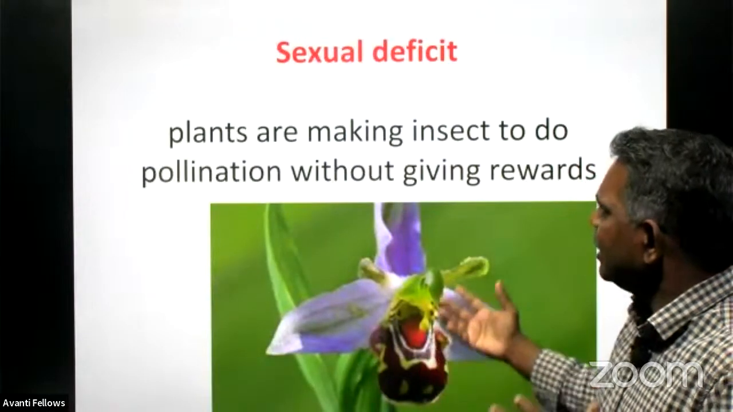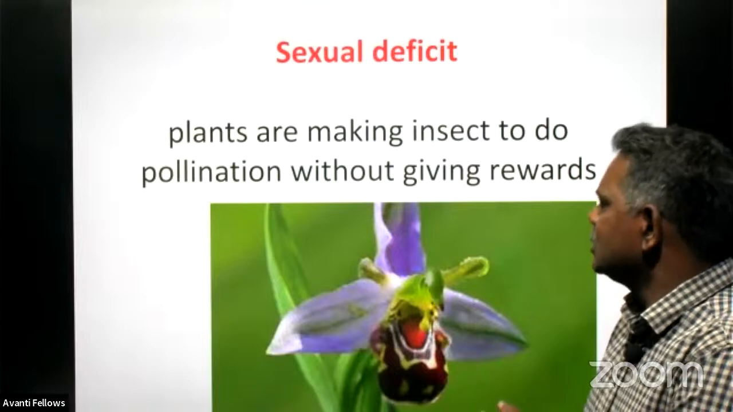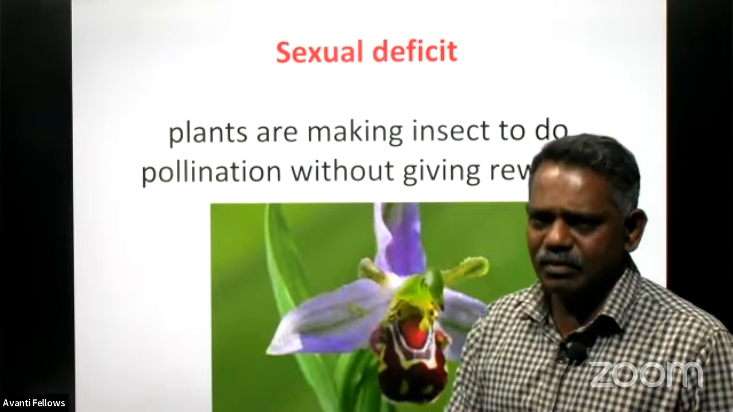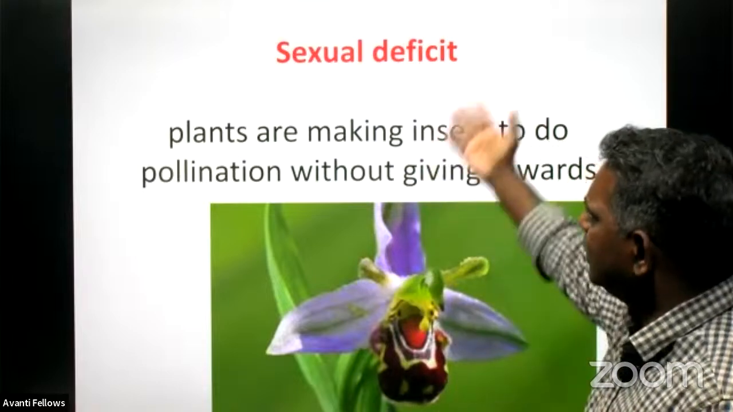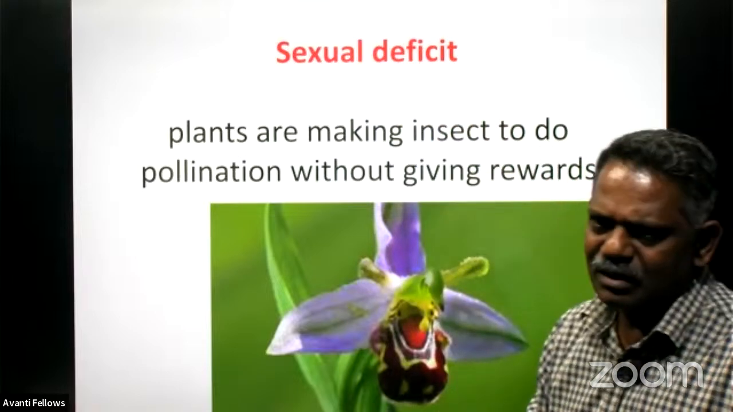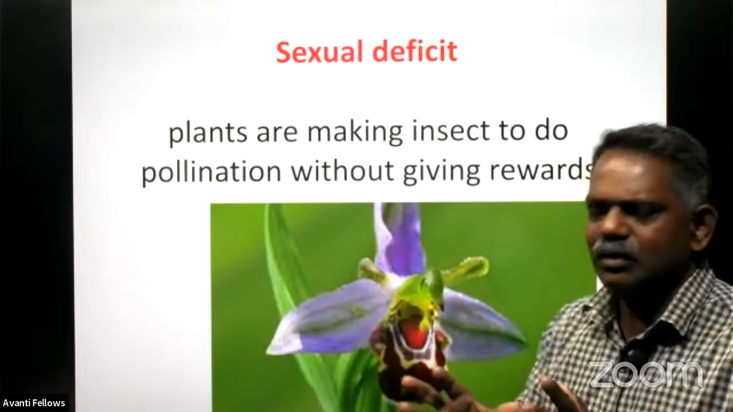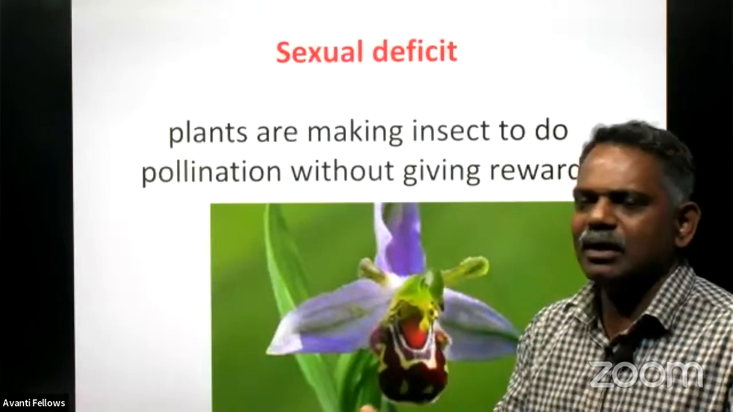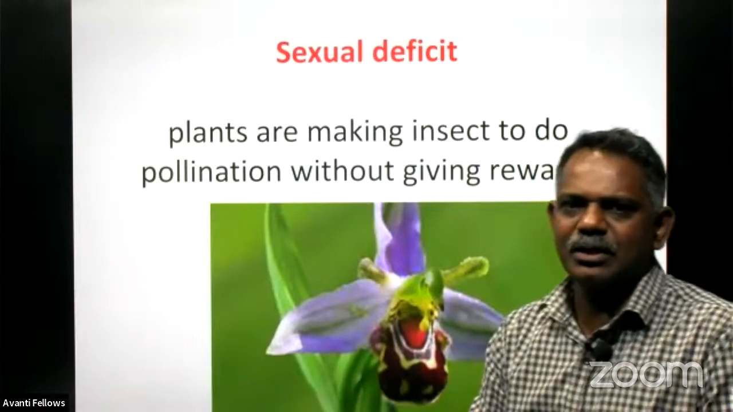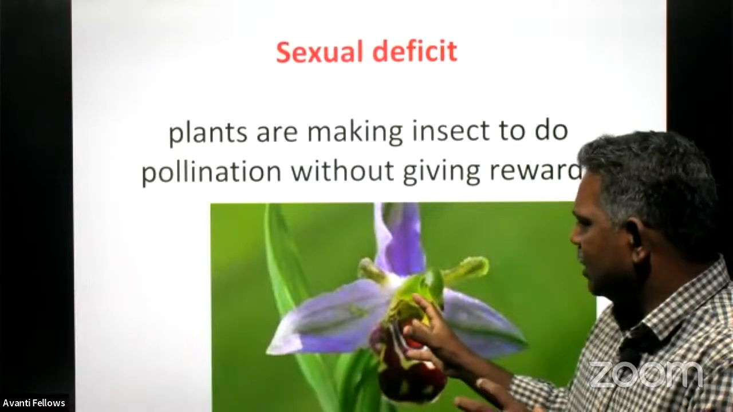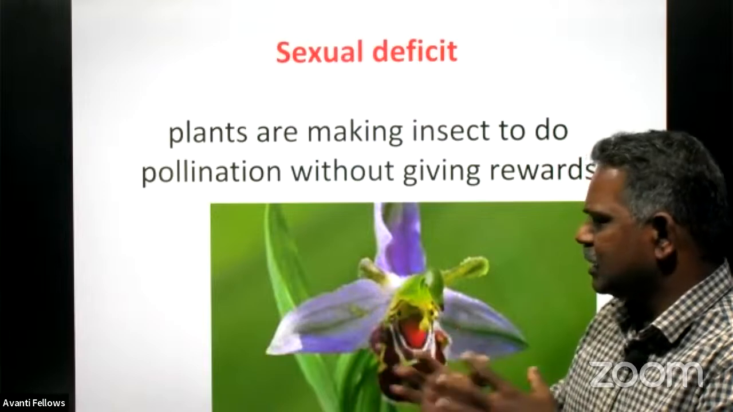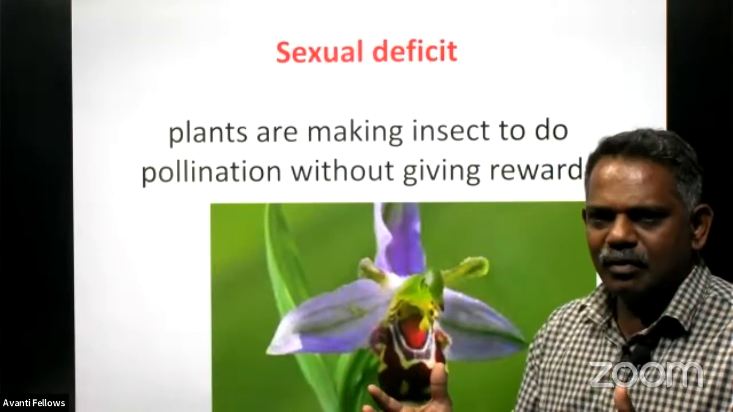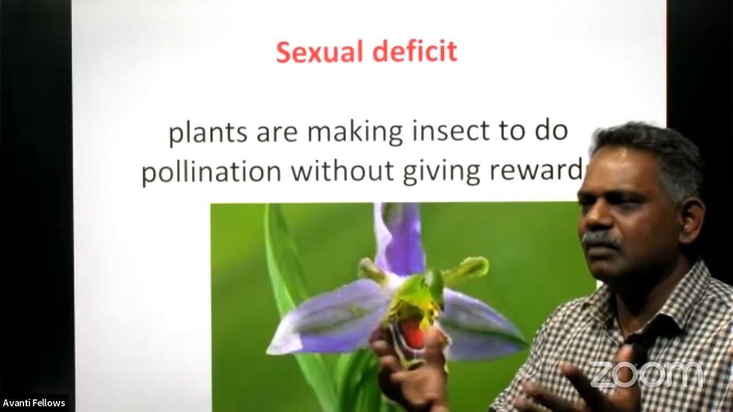And some insects are used for pollination without being given any kind of reward. An example is sexual deceit. Here the flower looks like a female insect in its markings, color, and other structure. The petals of this flower look exactly like the female insect in its look, color, marking, etc.